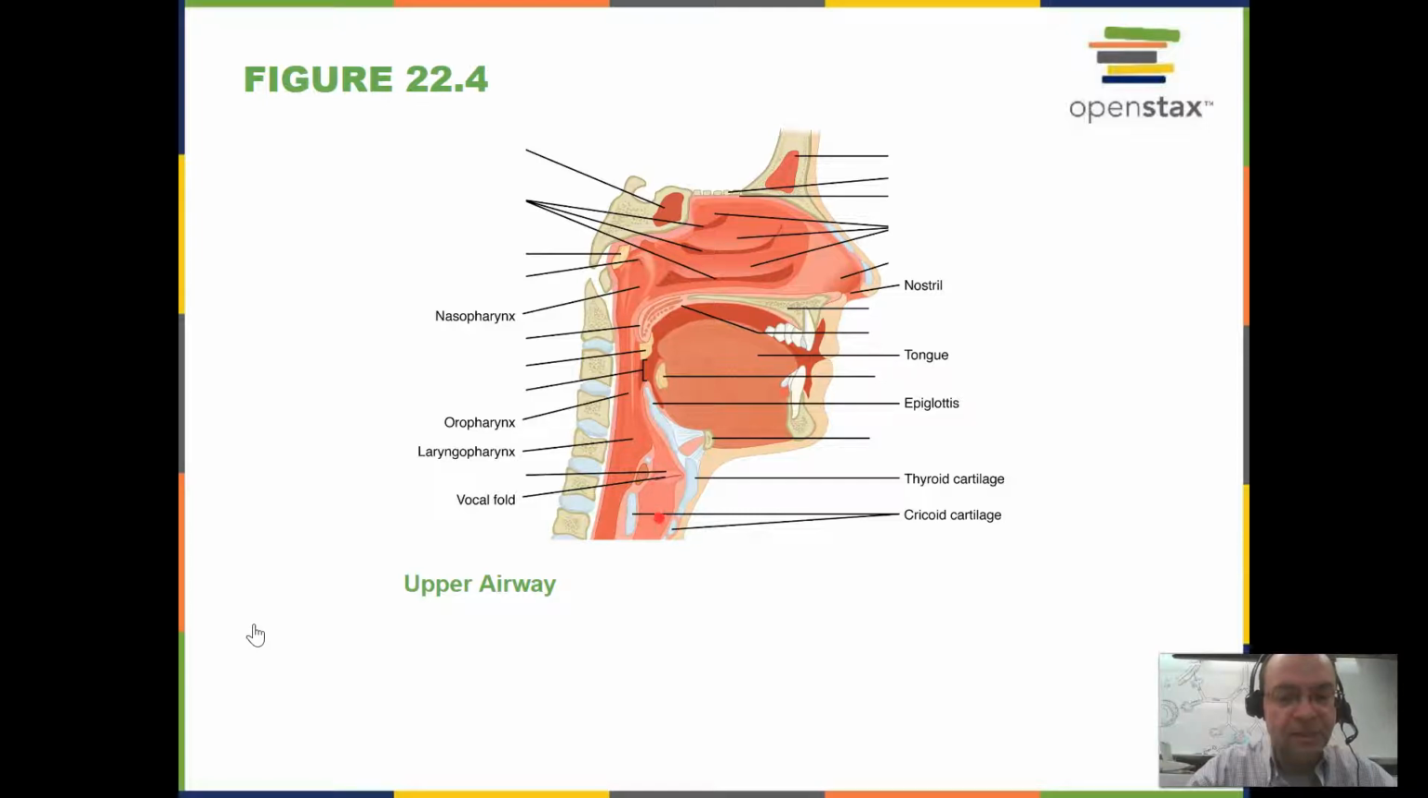Trachea is anterior, the esophagus is posterior. So here's the trachea, the air tube. Here's the esophagus, the food tube. Food tube's always collapsed. The trachea is always open. So again, the epiglottis flips down, covers the trachea, so this way you don't choke on your food or drink. Here are the vocal folds, the vocal cords, the thyroid cartilage and a cricoid cartilage. These form your Adam's apple.